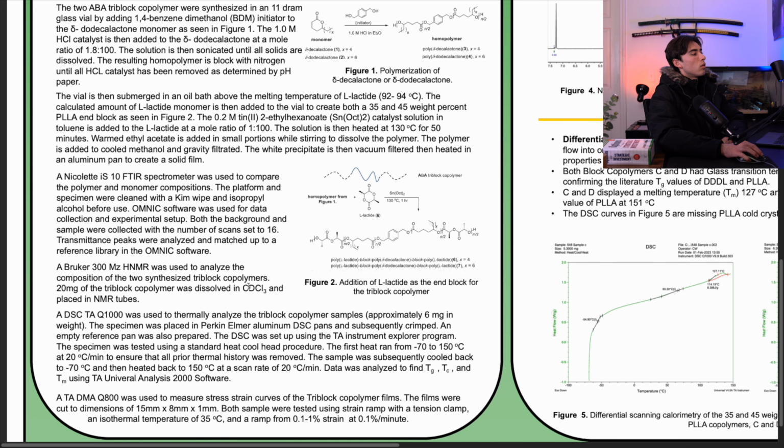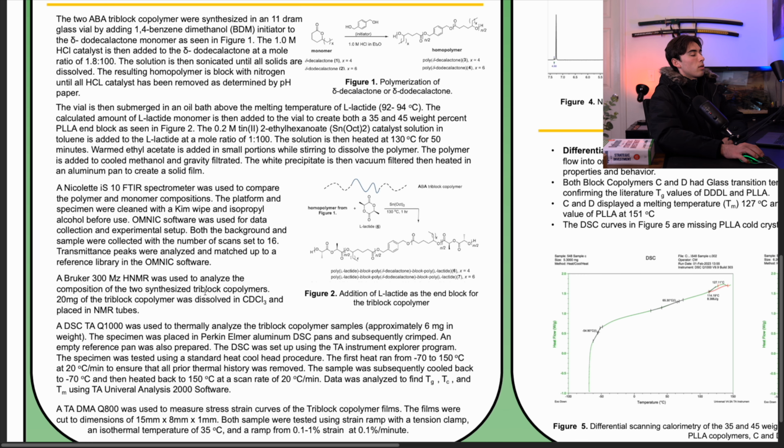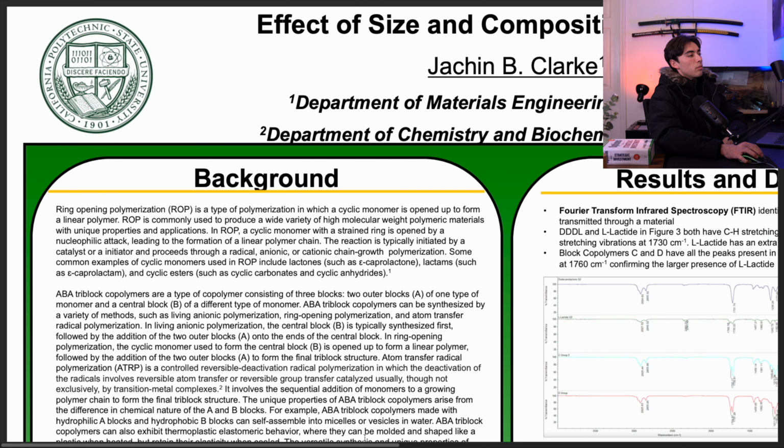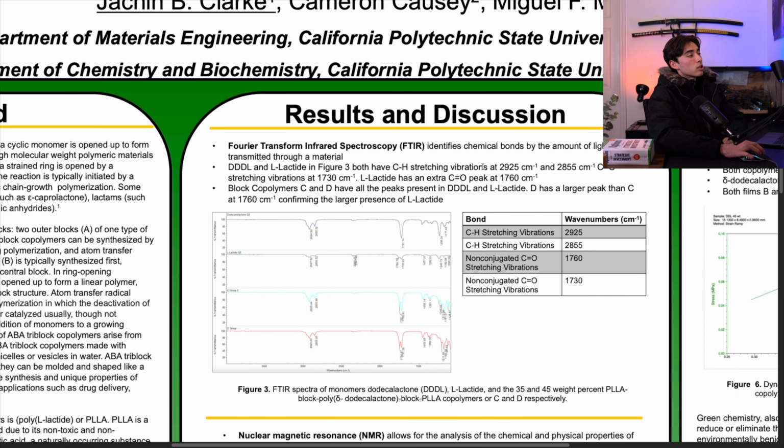Down here we have all of our conditions for how we characterized the polymer using all these machines. And then in figure 2 we have this schematic showing the addition of these two A blocks here and here. So for actual results, we have our FTIR here. FTIR stands for Fourier Transform Infrared Spectroscopy, which identifies chemical bonds by the amount of light transmitted through a material. We took FTIRs of both the monomers and the two 35 weight % and 45 weight % polymers.